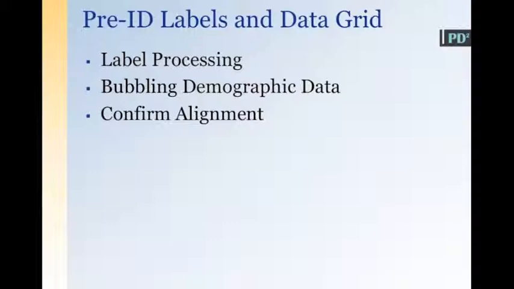If students do not have pre-ID labels, then student demographic data grid sections A through H must be completed by the test coordinator, test administrator, or other designated school personnel. The student demographic data grid is not to be completed by students. Directions for completing sections A through H are included in the test administration directions.